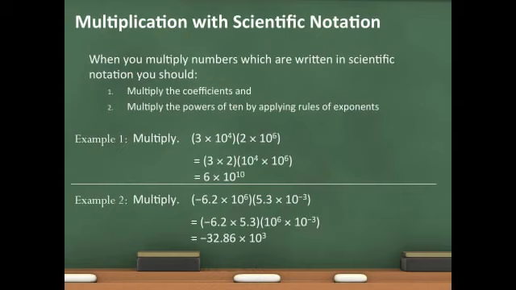The result, negative 32.86 times 10 to the 3rd, is not written in scientific notation since the absolute value of the coefficient 32.86 is more than 10. Since 32.86 is equivalent to 3.286 times 10 to the 1st, the 10 to the 1st is multiplied by 10 to the 3rd to get 10 to the 4th power.